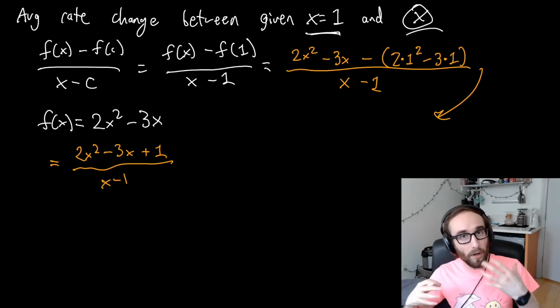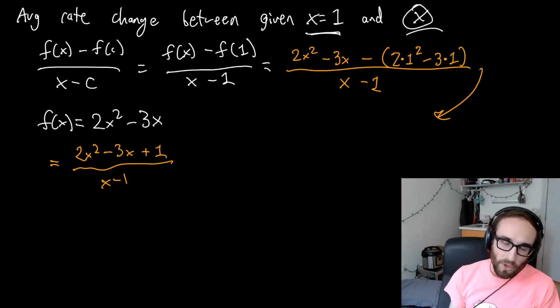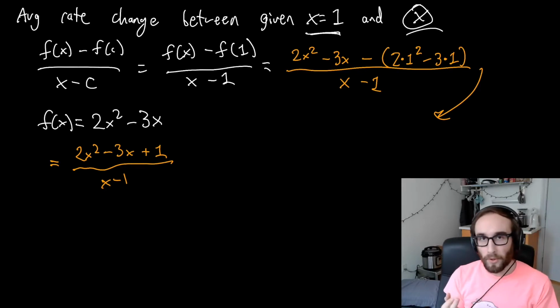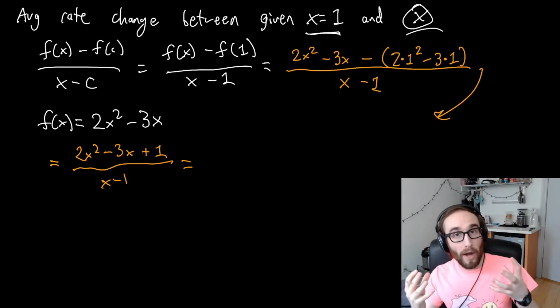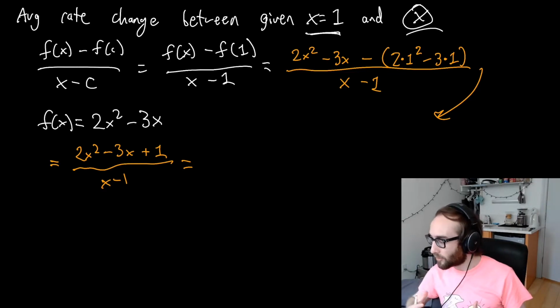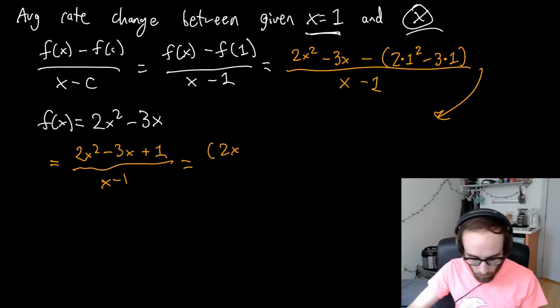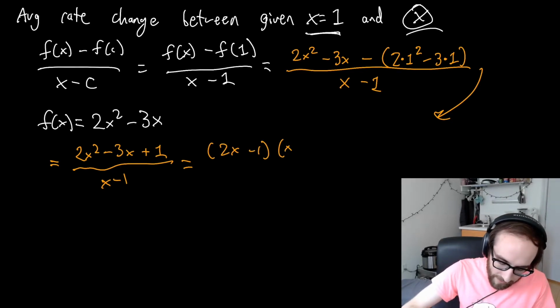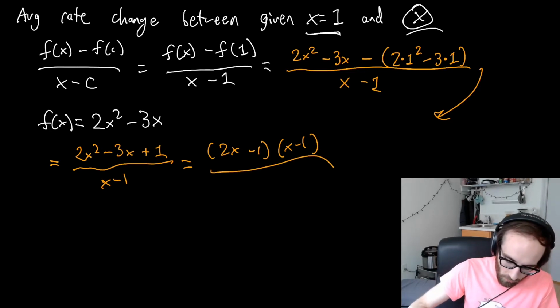Okay, so we figured out our numerator, our denominator. Finally, our last steps are to simplify as much as possible, and we can use what we learned in Algebra 2 to help us out here. So we have a quadratic on the top, and we can rewrite that quadratic by factoring it as 2x minus 1 times x minus 1 all over x minus 1.